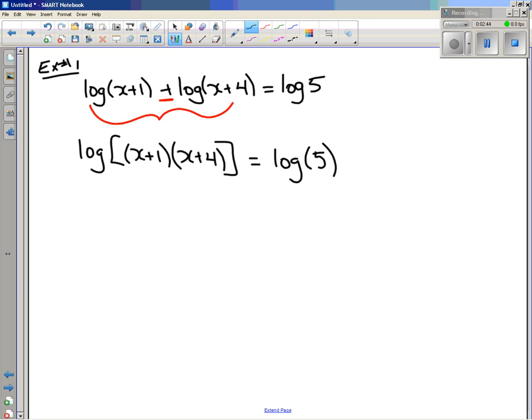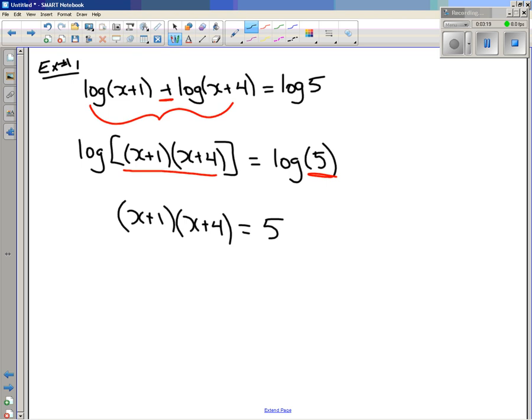Now we have an equation with one term on each side. Both of those terms are taking the logarithm of both sides. If we have the log of something equals the log of something, we know whatever's inside of our logarithms has to be equal for those equations to be equal. So now we can say that x plus 1 times x plus 4 equals 5.